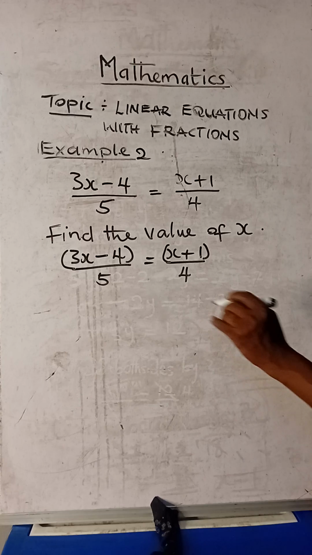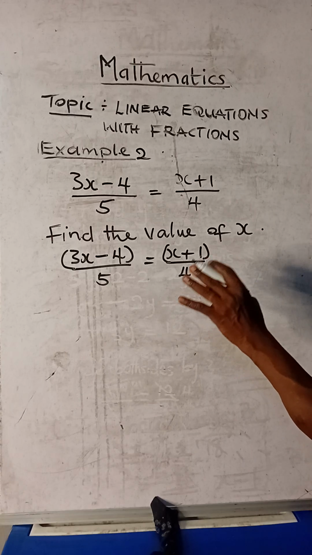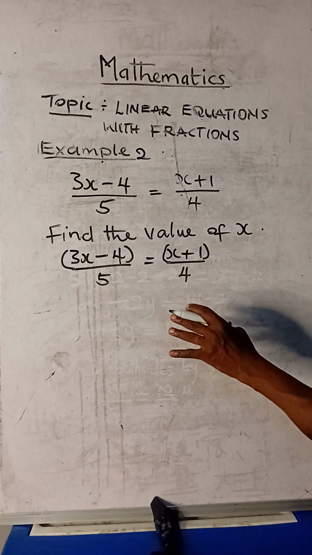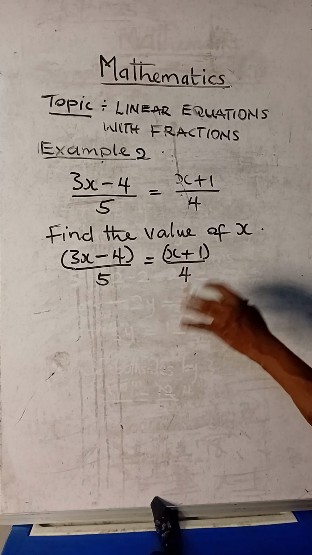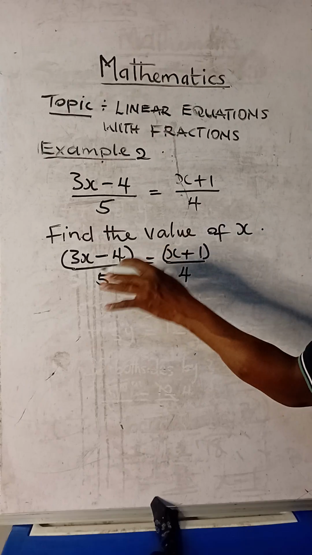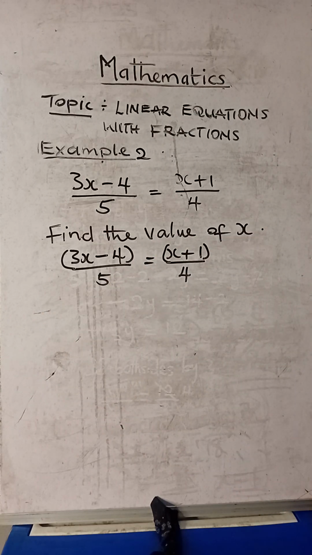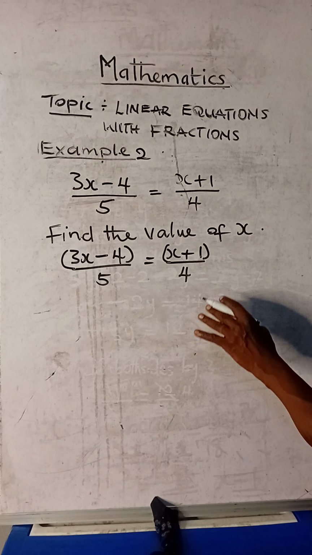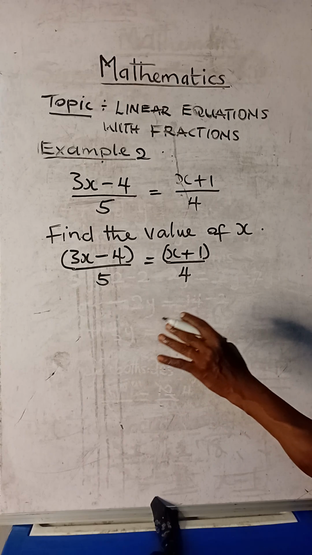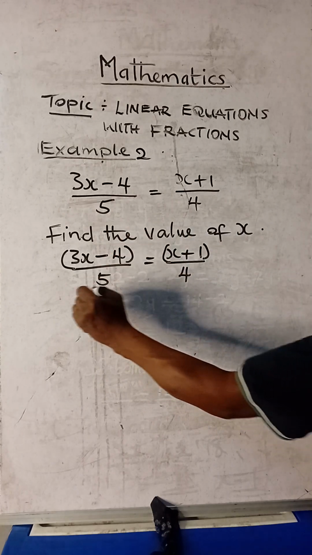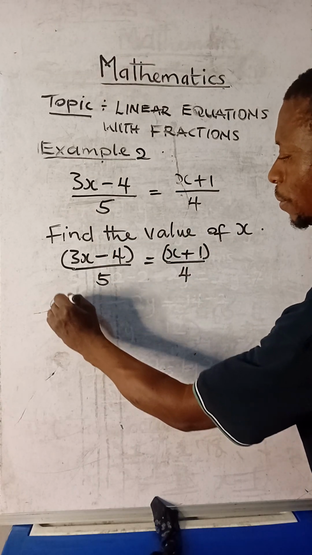Now, the next thing I said we do first, when you have an equation with fractions, you have to remember to do either cross multiplication or look for the LCM of both denominators. But for us to avoid complexity, let's look at the aspect we know. Let's take the other method by cross multiplying. So we cross multiply.